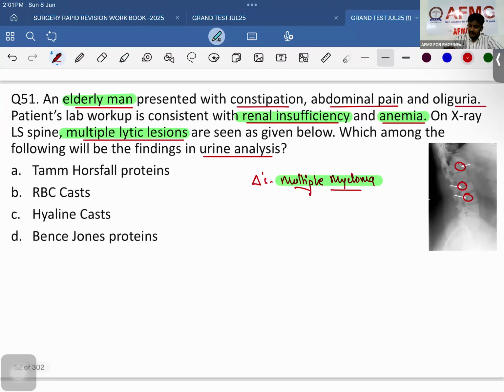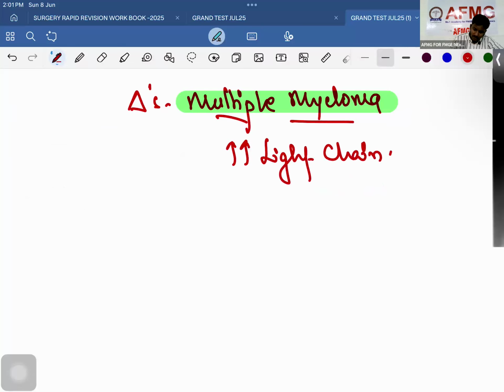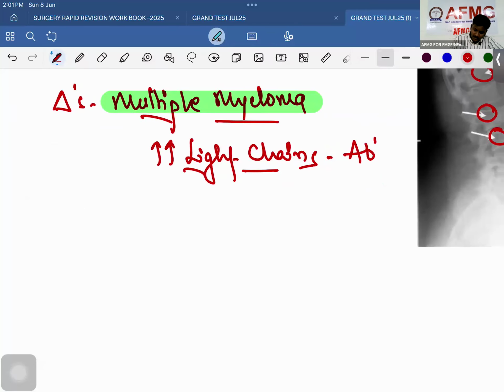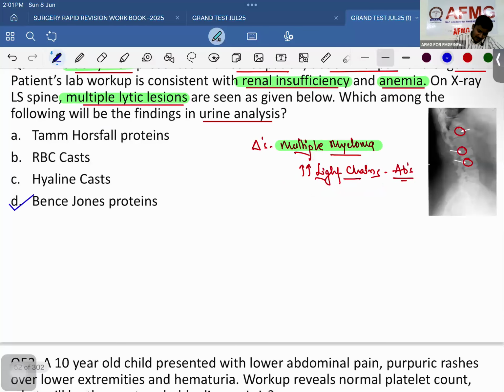Now, if they ask you definitely in patients of multiple myeloma, which among the following will be the urine analysis finding? So we know that in multiple myeloma there is excess production of light chains of antibodies, beta. And we know these light chains of antibodies, or the kappa chains of antibodies, are going to be excreted out in the urine of the patient. And these are nothing else but called the Bence-Jones proteins, beta. So the answer has to be option D. Bence-Jones proteins will be found in patients of multiple myeloma.